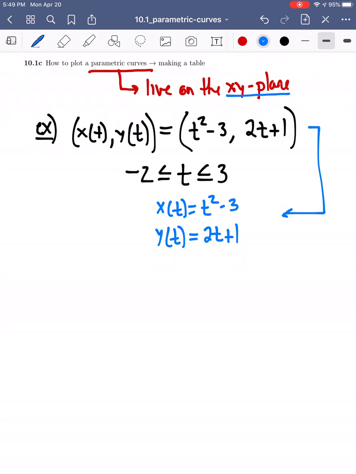And the way in which we're going to try plotting here is by making a table. This should feel very reminiscent of how we first started to plot functions, when we were first learning what lines, parabolas, and some other functions, y as a function of x, look like. We're going to make a table that has a column of t values, then a column of x values, followed by a column of y values as well, and then the actual point that we are going to plot on the xy plane.